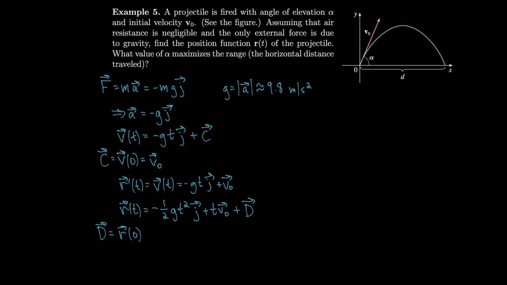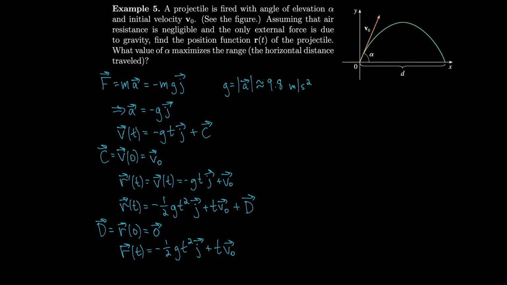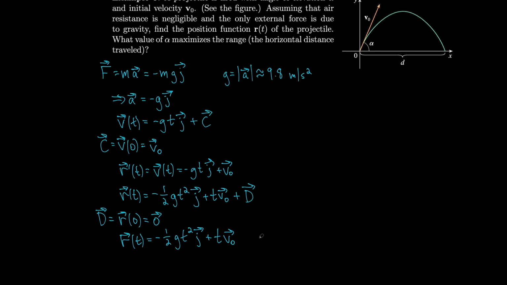So notice we're starting over here at the origin. So our initial position is the 0 vector. So that means that we now have a formula for position. R of t must be minus 1/2 g t squared j plus t v naught. Let's see if we can write this vector v naught a little bit more explicitly for our position function.